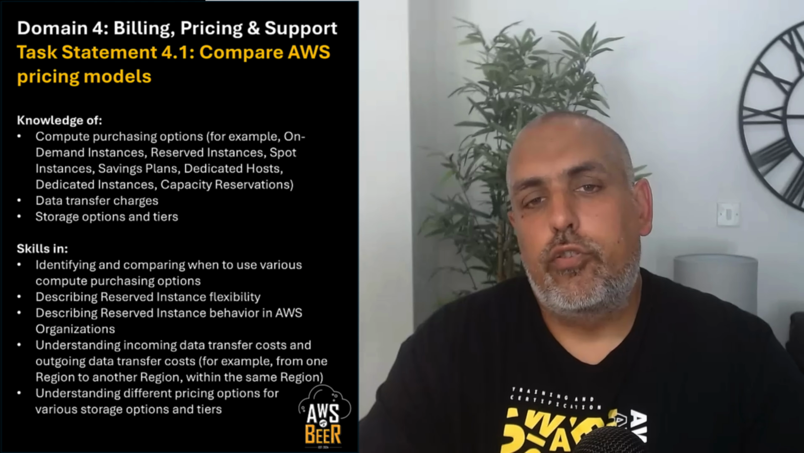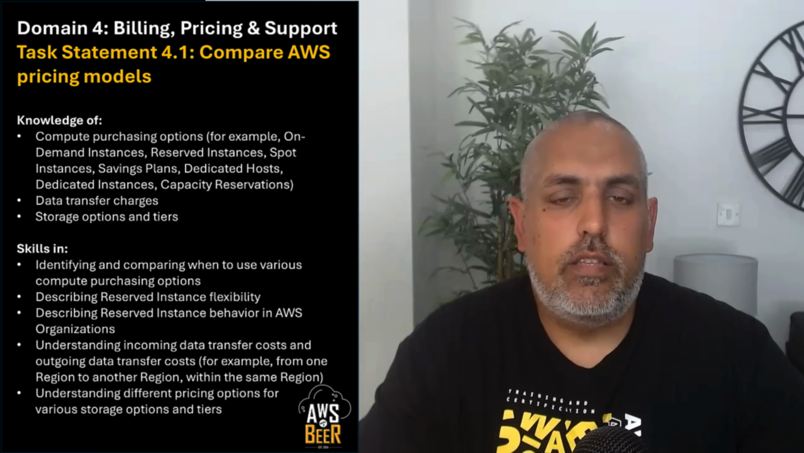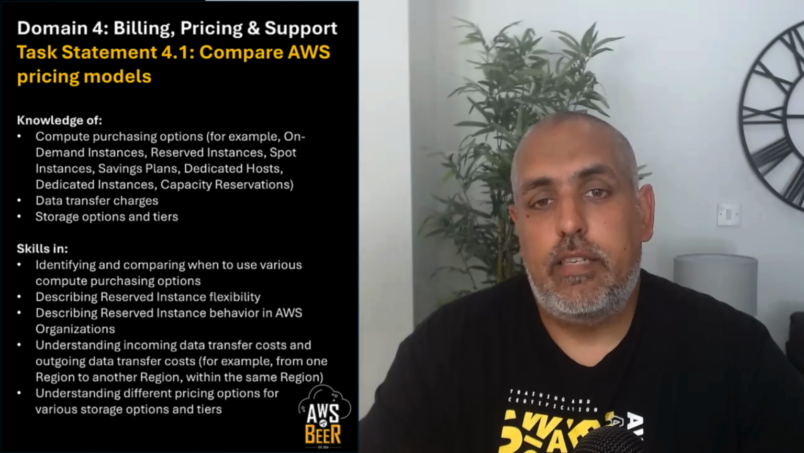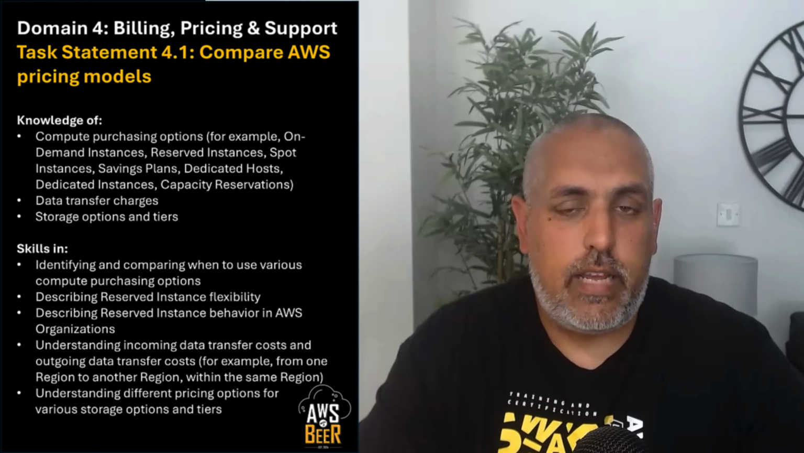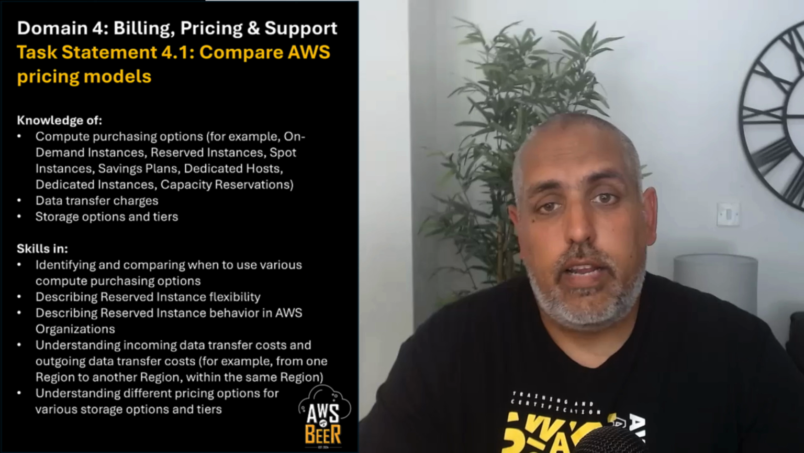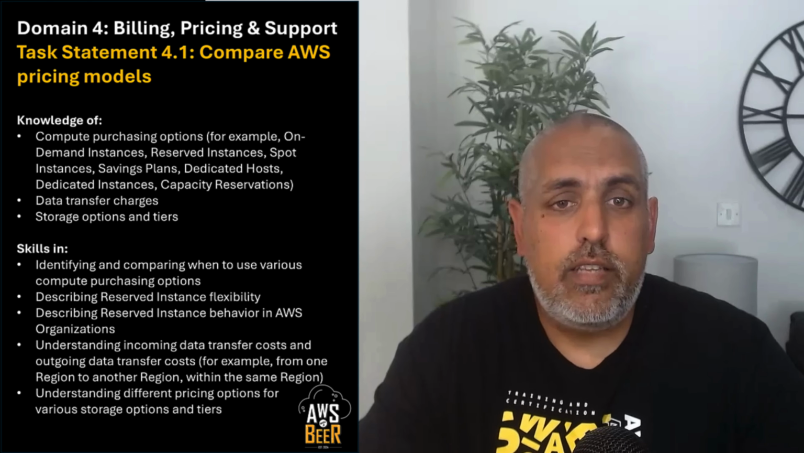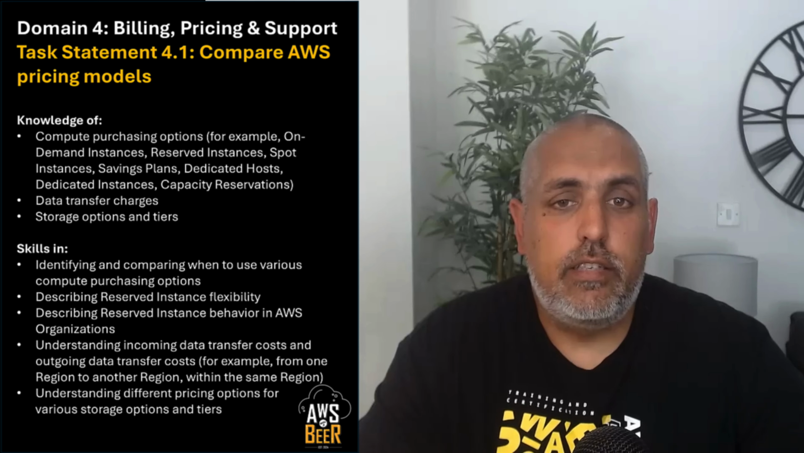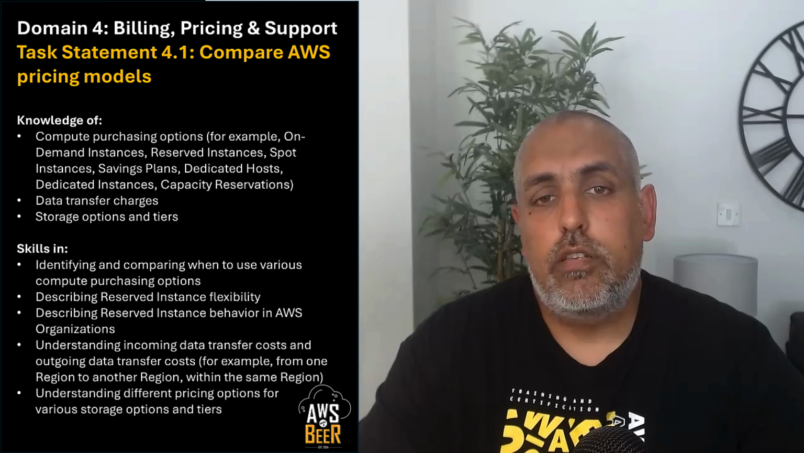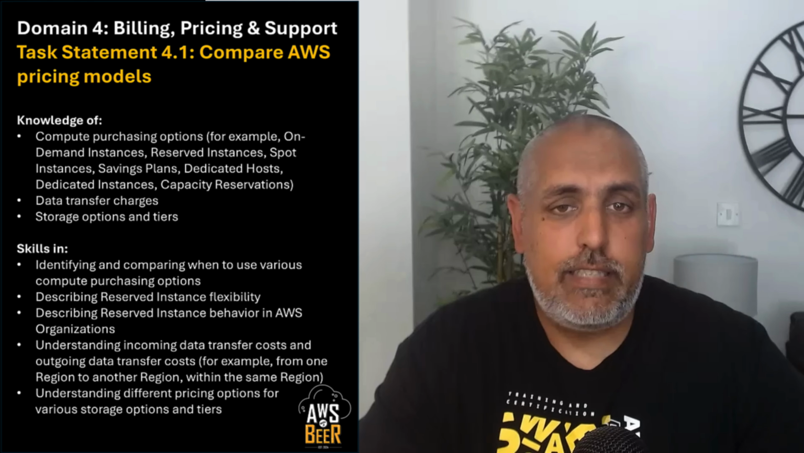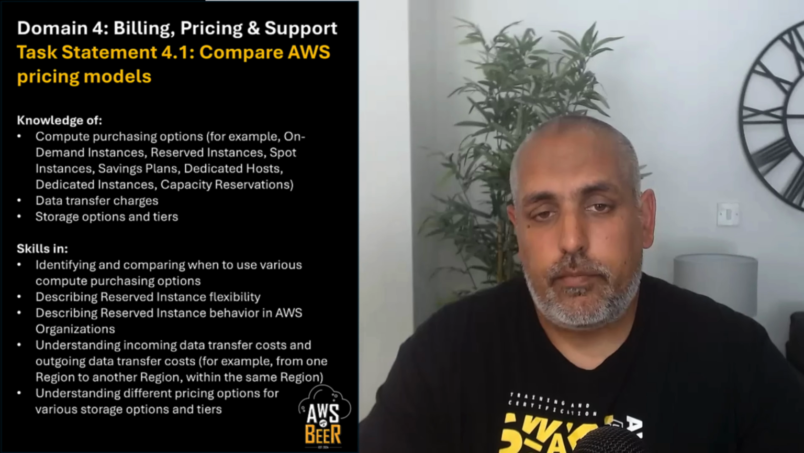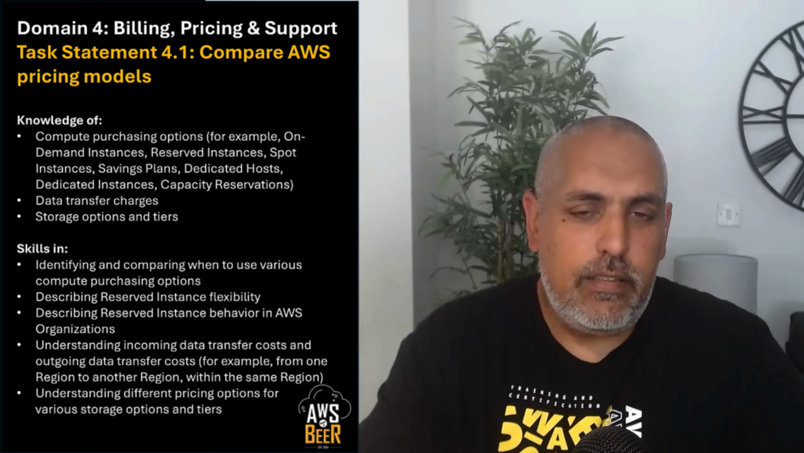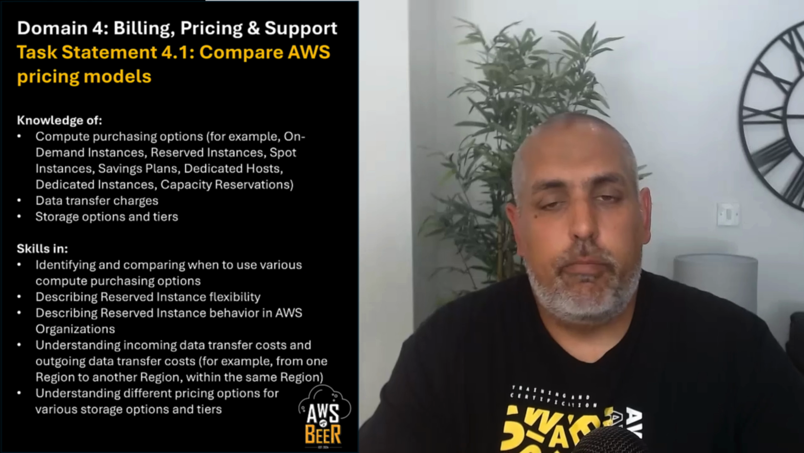Now, in terms of storage options, you should be familiar with the different AWS storage services and their pricing models. This includes Amazon S3's storage classes such as Standard, Intelligent-Tiering, Standard-IA, Glacier, and Glacier Deep Archive, as well as the Elastic Block Store and Elastic File System. You need to understand the costs associated with each storage tier and select the most cost-effective solution based on data access patterns and lifecycle.